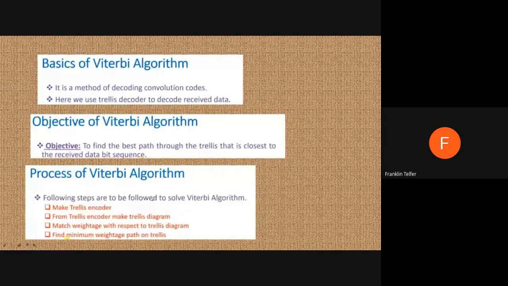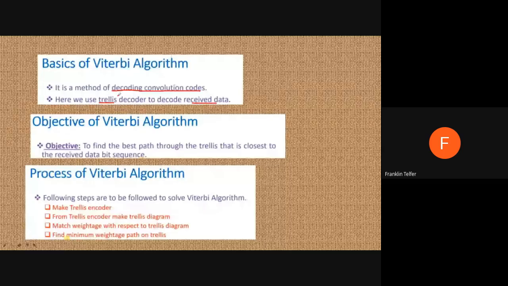So, basics of the Viterbi algorithm. We'll be seeing the concept of Viterbi. It comes under the decoding process. It's a method of decoding convolutional code. Previously we saw the encoding process, and now we are going to shift into the decoding process. It uses a trellis decoder to decode received data. So it uses a trellis diagram to decode the received data.